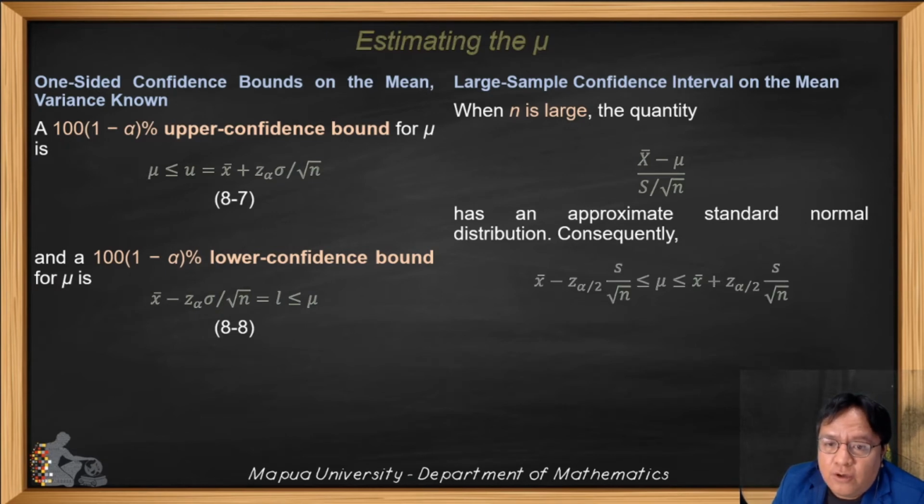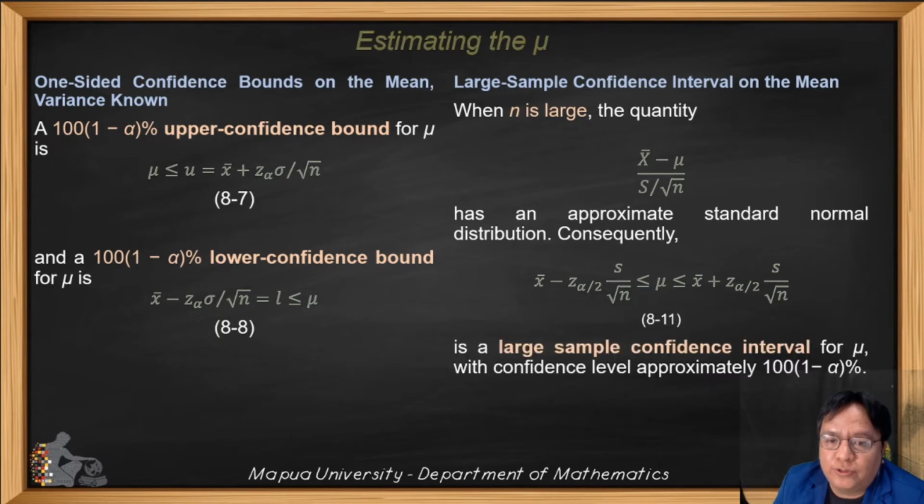Thus, for mu, it would be x bar minus z of alpha over 2 times s over square root of n for the lower limit. And for the upper limit, it would be x bar plus z of alpha over 2 times s over square root of n. This is a large sample confidence interval. Take note that n must be large. This is for mu, with the confidence level approximately 100 times 1 minus alpha percent.